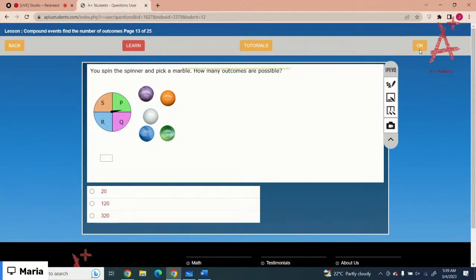Okay, you spin the spinner and pick a marble. So on the spinner you have 4 outcomes, and on the marble you have 5. So 5 times 4 is 20. Got it?